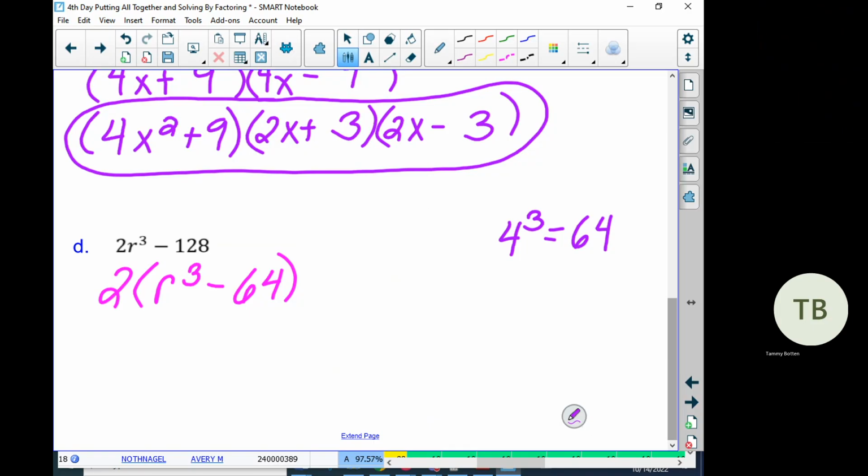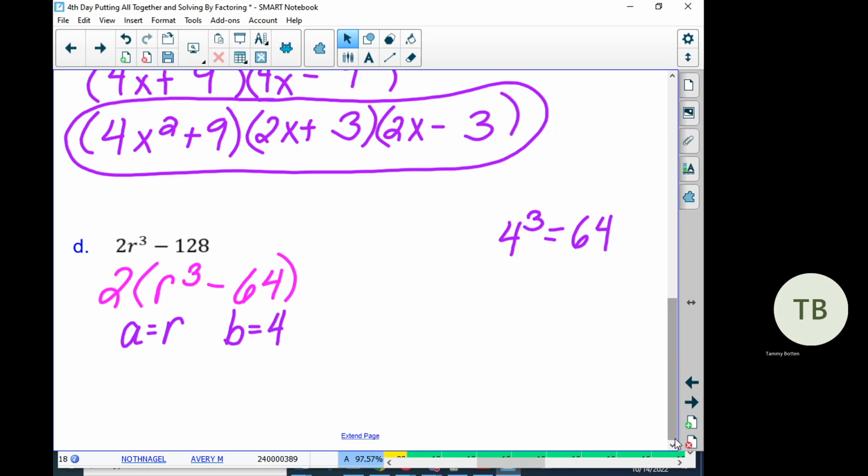Okay. And when I do these, what I do is I say, what cubed gives me r cubed? And that's r. And then I say, what is b? This is my b. What cubed would give me 64? And that you can look on your perfect cube sheet, and it's 4 cubed equals 64.